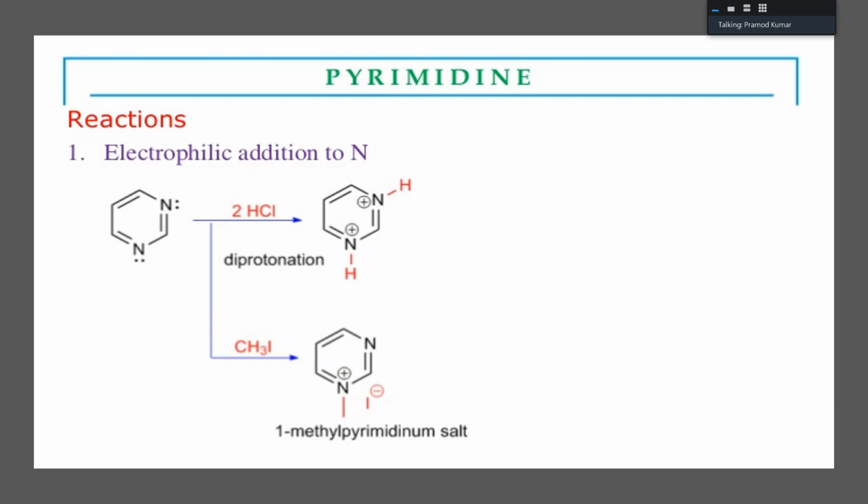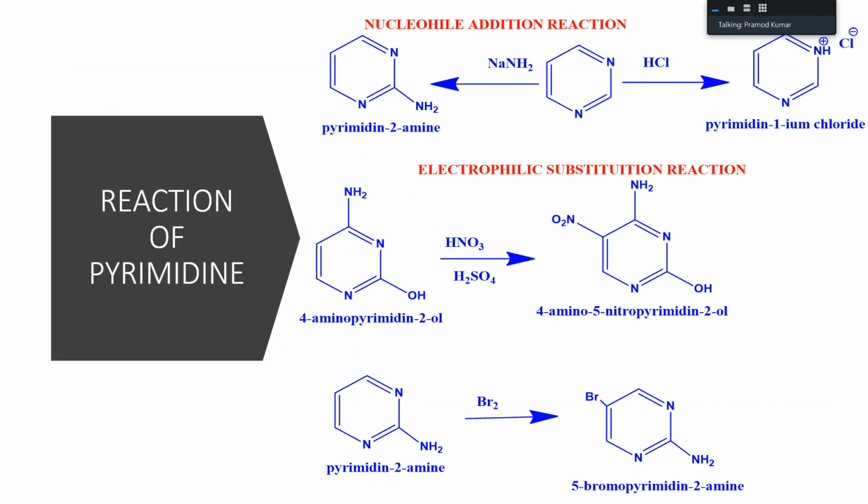Diprotonation. Both nitrogens will act as individual bases. Since there are 3 double bonds and 6 lone pair of electrons, its aromaticity is easily maintained. So the 2 nitrogens can act as a base. With methyl iodide, it will form 1-methyl pyrimidinium iodide. So these are the reactions. Some other reaction, nucleophilic substitution, 2 amino, then diazotization to give you pyrimidinium 1 chloride.